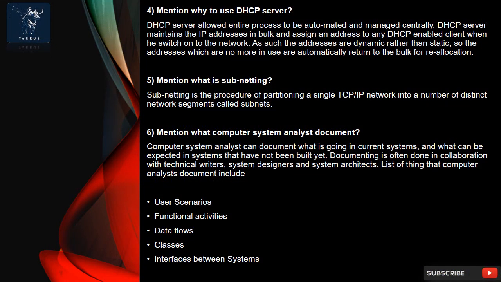4. Mention why to use DHCP server. DHCP server allowed entire process to be automated and managed centrally. DHCP server maintains the IP addresses in bulk and assign an address to any DHCP-enabled client when he switches onto the network. As such, the addresses are dynamic rather than static, so the addresses which are no more in use are automatically returned to the bulk for reallocation.